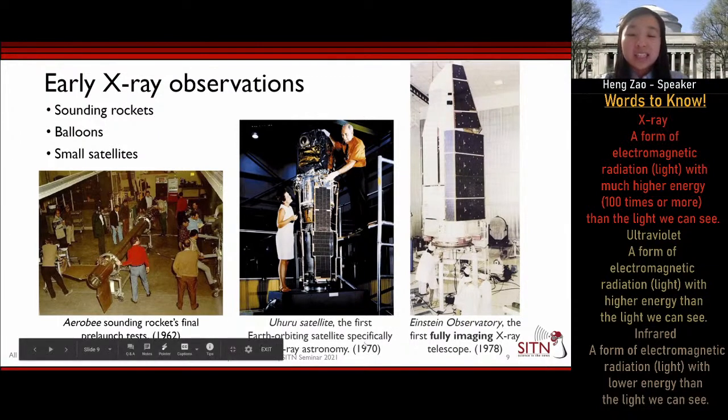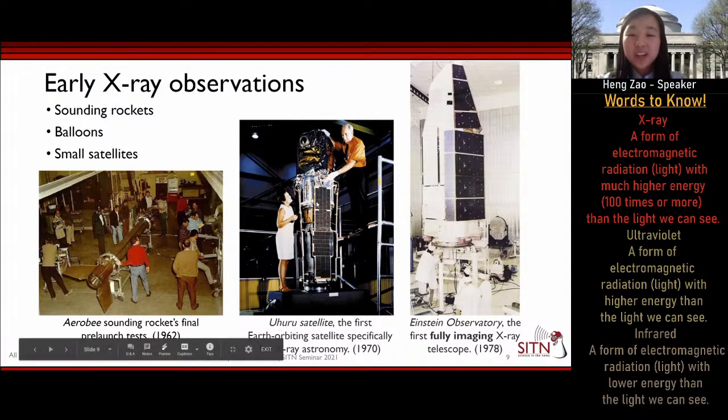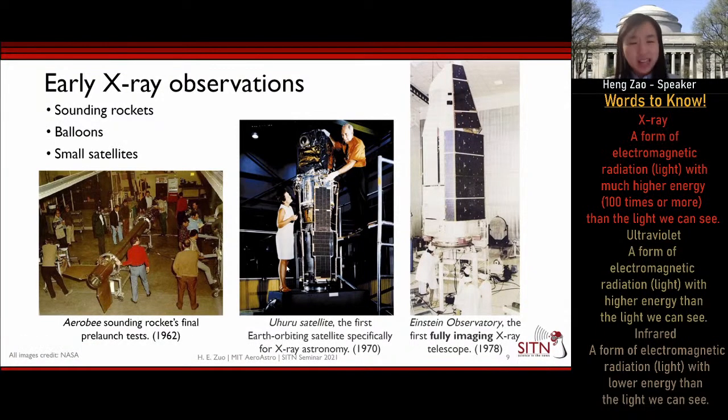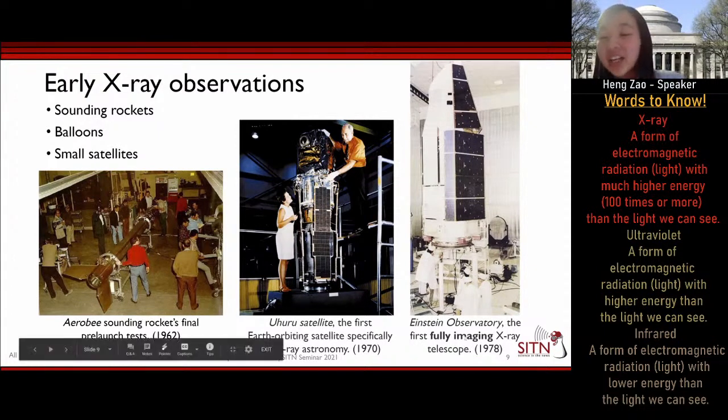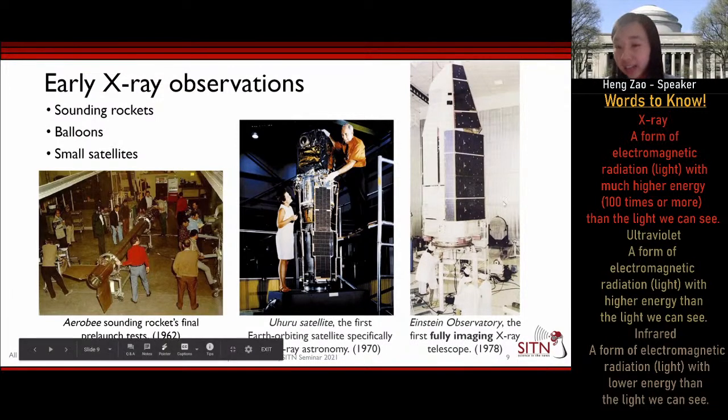Then in the 1970s, the first Earth orbiting satellite for X-ray astronomy was launched. In this figure, the lady on the left was the first woman to get an engineering degree at NASA, I think. So it was really kind of an important thing at that time. Then in 1978, the Einstein Observatory, the first fully imaging X-ray telescope, was launched on a satellite.